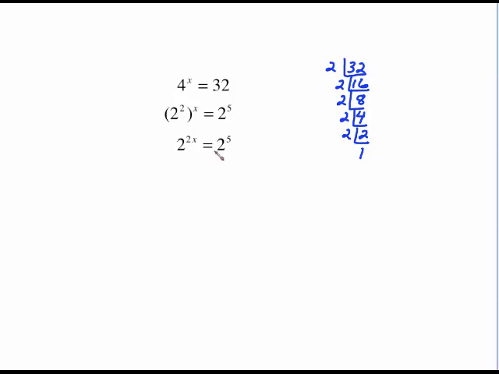Finally, we have this side equal to this side. The bases are equal, so we can just set the exponents equal to each other, and you have simply 2x equals 5. Divide by 2, and we get x equals 5/2. You can leave your answer as an improper fraction. You can change it to the decimal, whatever you or your teacher wants to have right there.